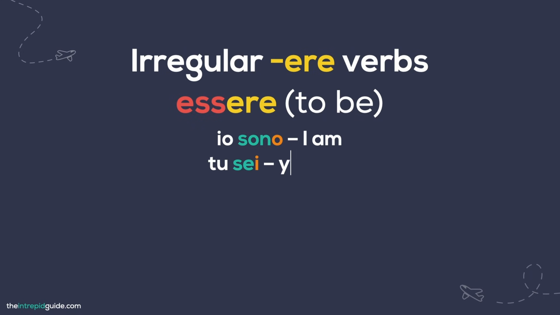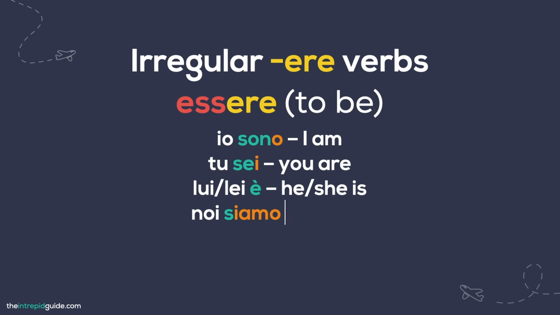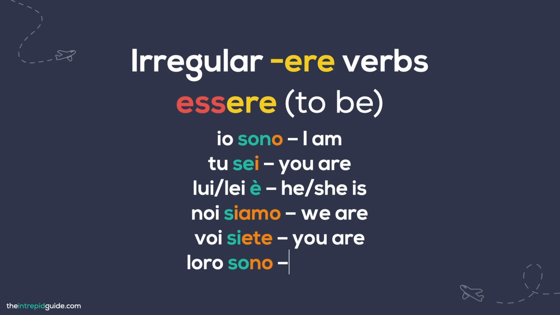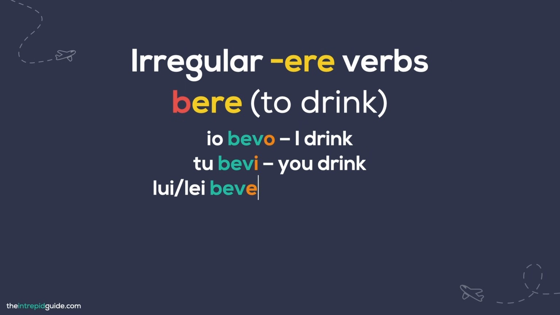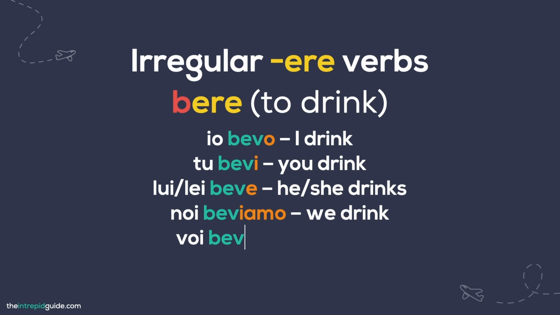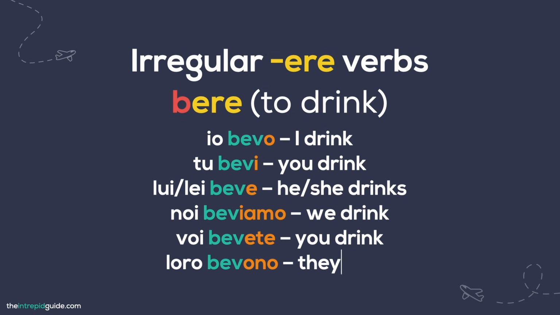Then we have the verb essere, which means to be. So first we have io sono, tu sei, lui, lei è, noi siamo, voi siete, loro sono. Then we have bere, which we touched on earlier, which is to drink. So we have io bevo, tu bevi, lui, lei beve, noi beviamo, voi bevete, loro bevono.